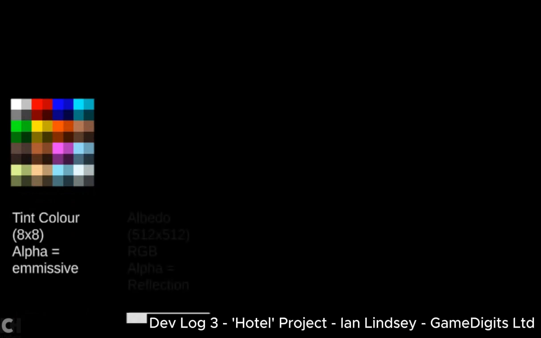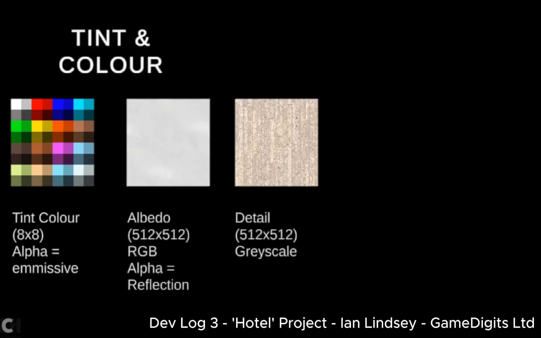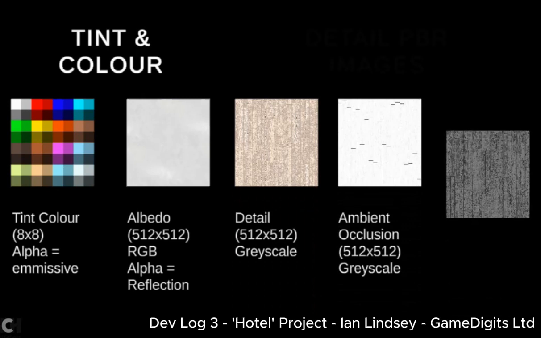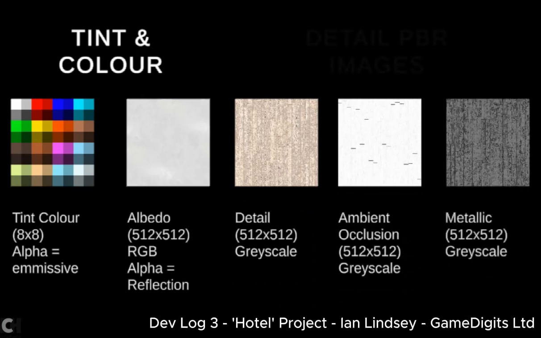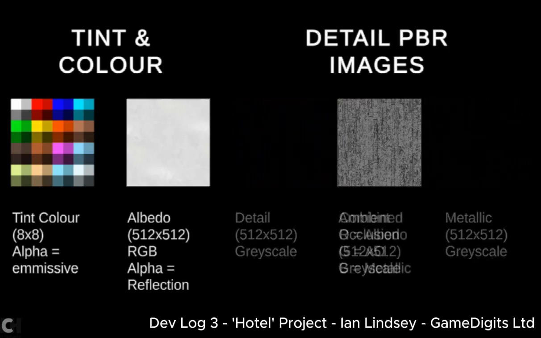So first of all, we have a base colour, and this is just a palette texture, a very small texture you can just get the colour from. Next we have the standard albedo texture. Next we have the detail texture, which can be tiled across the surface multiple times. Next we have the ambient occlusion texture. And finally we have the metallic texture. As all these textures are grayscale, we can combine these into the RGB channel of one image.